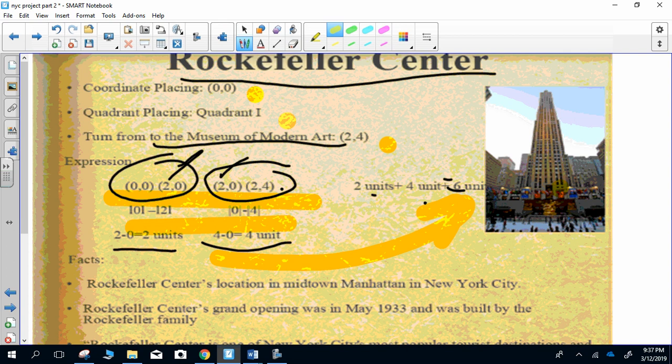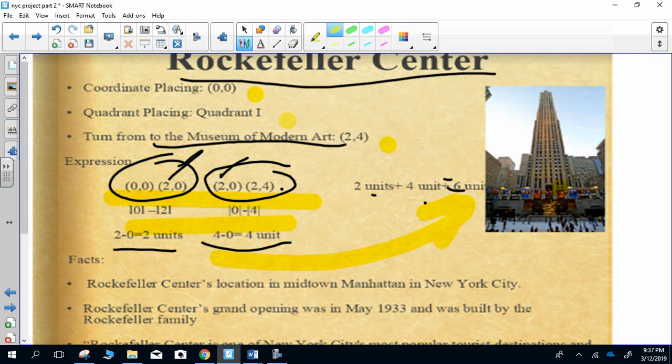The only thing you should really be doing today is figuring out your route and writing down your points. Then tonight you could do your math, and then tomorrow in class you can start making it pretty.